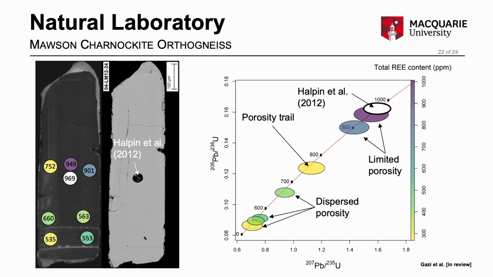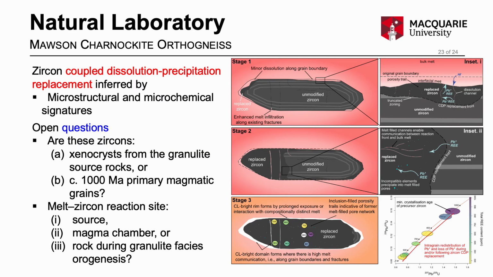The 8 spot dates spread over 500 million years from within the one grain, where the younger spot dates have lower rare earth element contents and are from domains with the highest density of micro to nano porosity. Across the experimental and natural case studies of melt-zircon reaction, we see consistent microstructural and microchemical signatures.